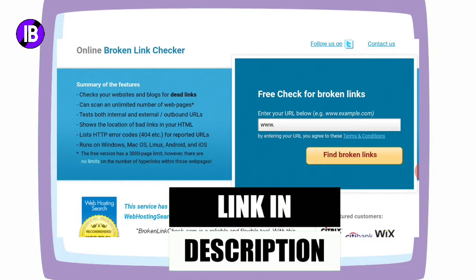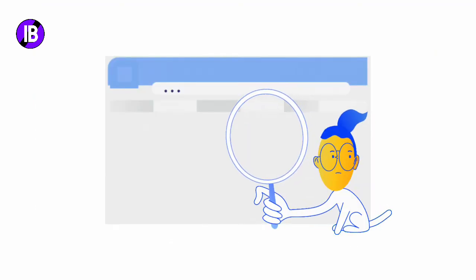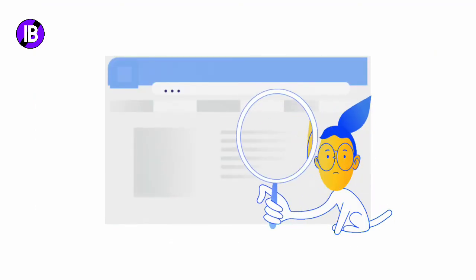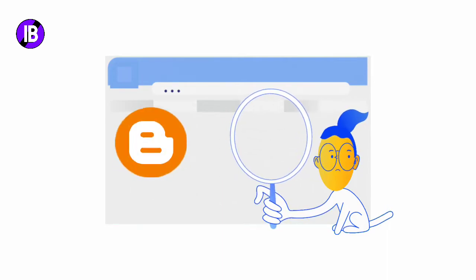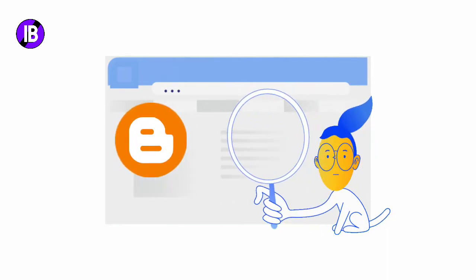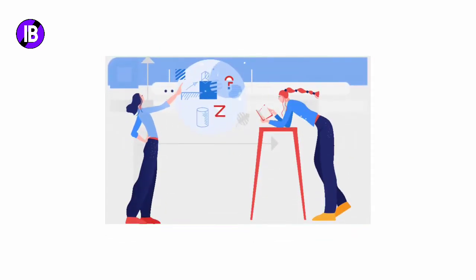Link given in the description. Step 3. Check your contact us and other pages. Your pages should work properly. If you are a Blogger user, check that your contact us page is working properly or not. If some of your pages are not working, fix them before applying again for AdSense.